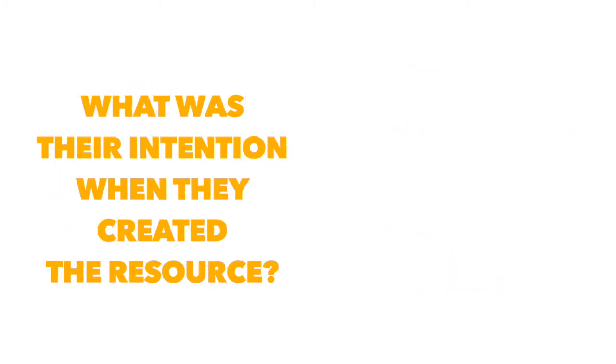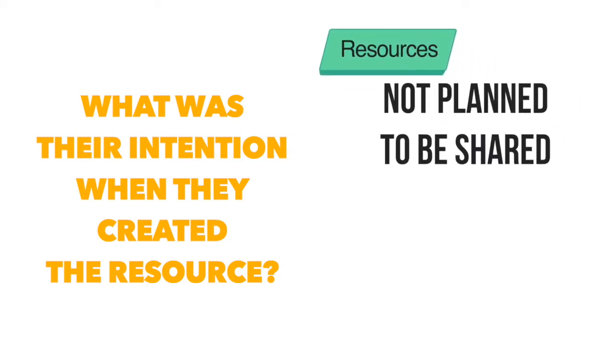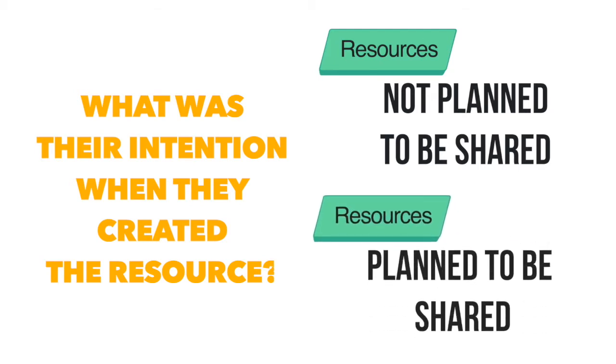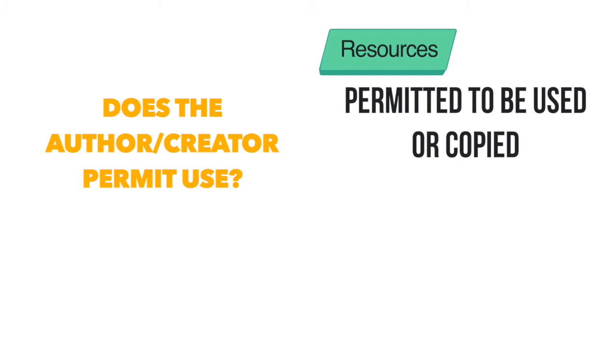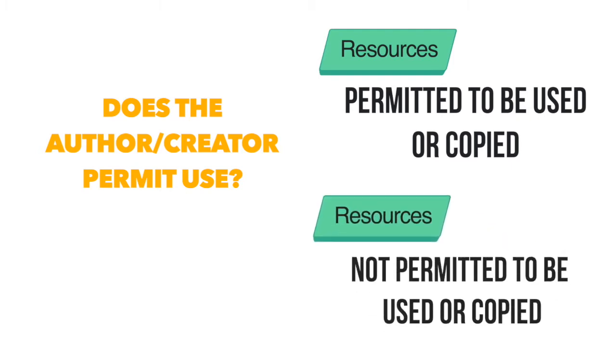If someone else created the resource, they may have created the resource with one of two possible intents or understandings. 1, they created the resource without the understanding that anyone would possibly use it, or 2, they created the resource with the understanding that someone might want to use it, which gives us additional scenarios. 1, the creator permits the use of the resource or work, or 2, the creator does not permit or protects the use of the resource or work. We're going to return to discuss permissions later.